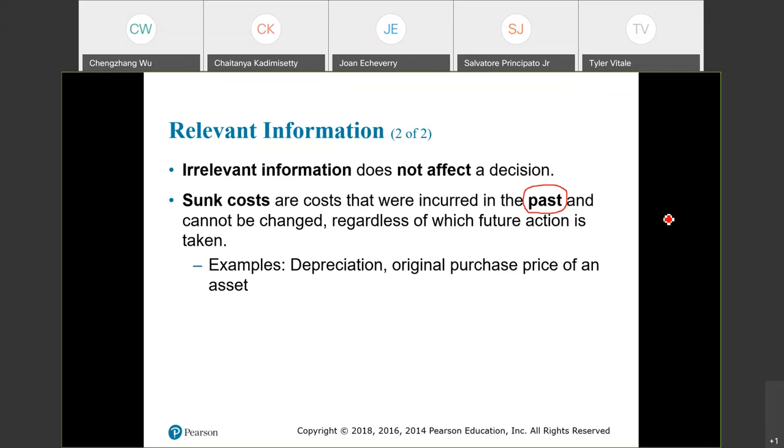Other examples of sunk cost include the depreciation and the original purchase price of an asset, which was just mentioned.